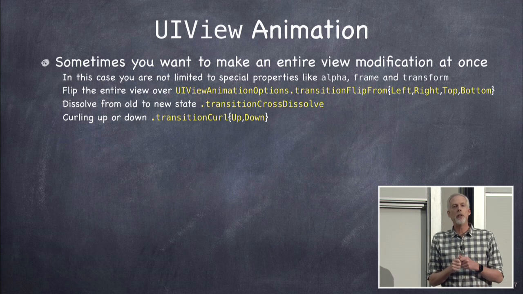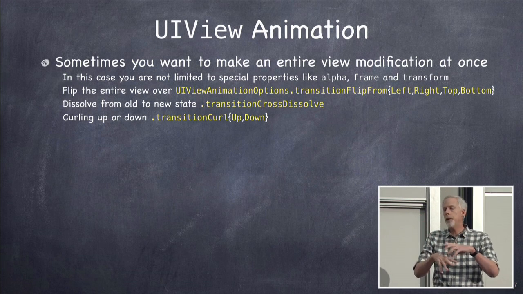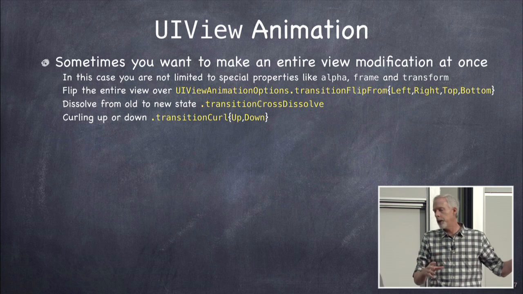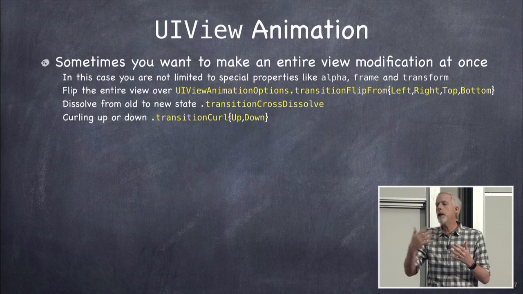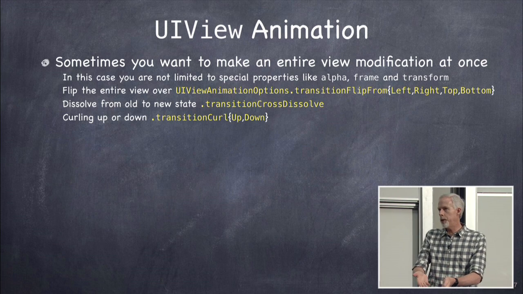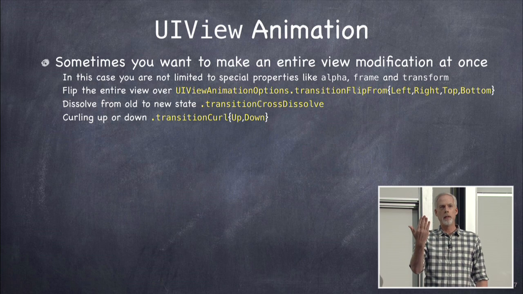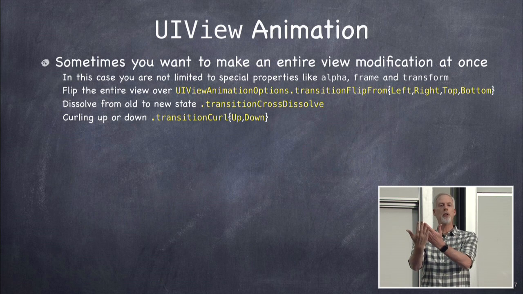So there's another thing you can do with UIView animation. What if I have a view and I'm going to change a whole bunch of things about it, not just those special vars? I'm going to redraw it in a different way, and I want to animate that whole change on screen. There are a number of ways you can animate it. One, you can animate it by flipping over, kind of like a playing card flipping from the old view, making all your changes, and showing the new one.